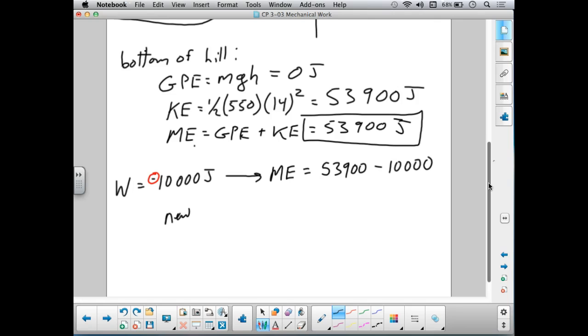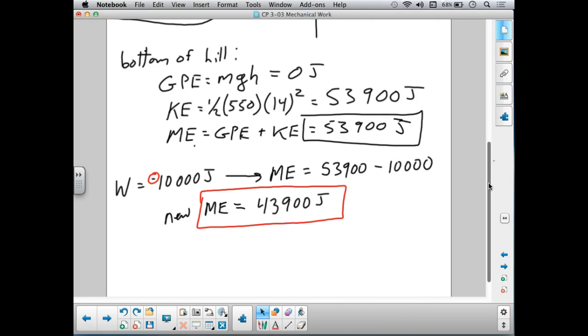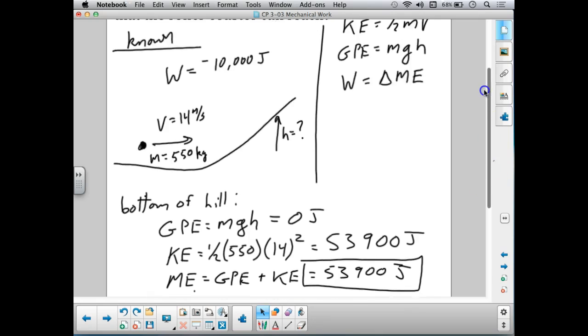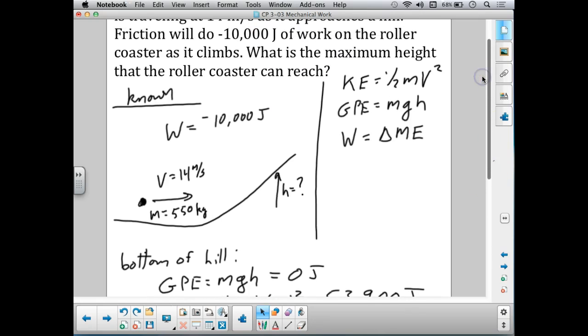So my new mechanical energy is just 53,900 minus 10,000, which is 43,900 joules. This is my new mechanical energy after friction took away 10,000 joules. That's what work is. Either we're adding energy or we're taking it away. So now, if I want to get as high up as I can on this hill, how high can I reach? What is the maximum height that I can reach?